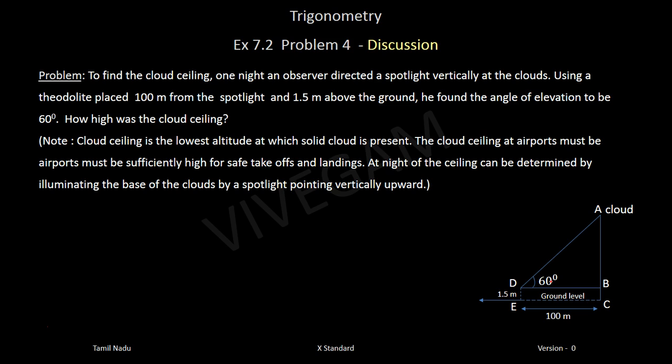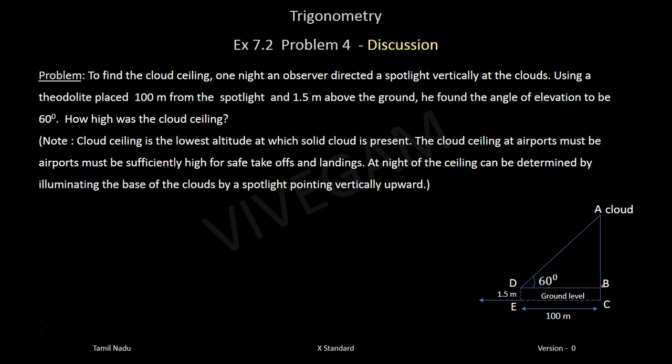Okay. Now what is the question? The question was, how high was the cloud ceiling? That is, we want to know AC. Okay, but see here, DE is 1.5 meters, which means BC is also 1.5 meters. It's a parallel line. This line is parallel to the ground level, right? So BC is 1.5 meters. So all we need to find is AB. Okay, and this EC is 100 meters, which means DB is also 100 meters, or BD is also 100 meters.